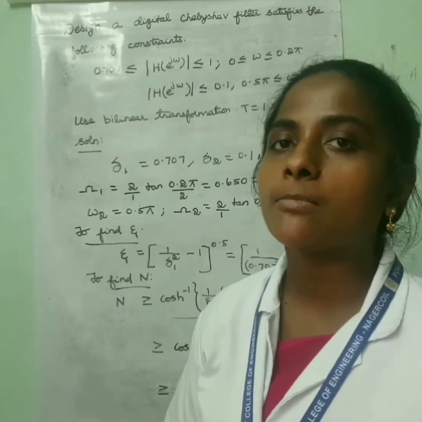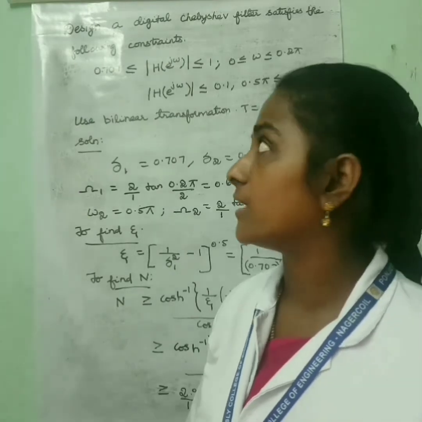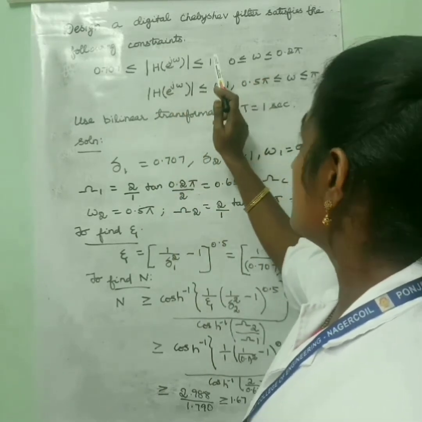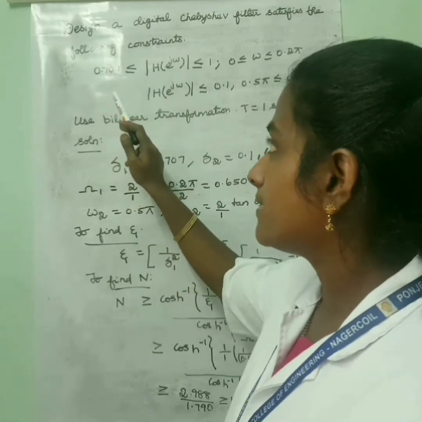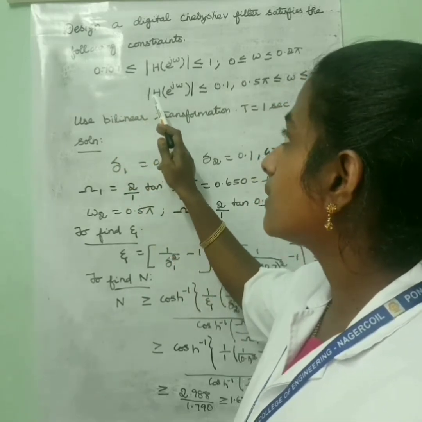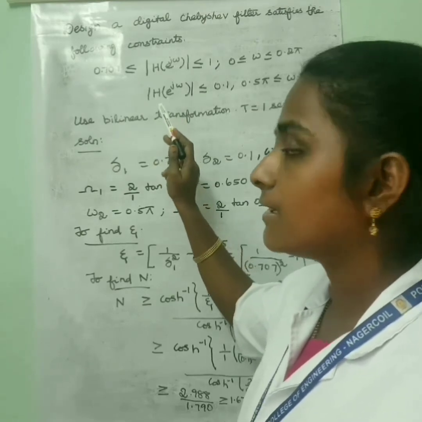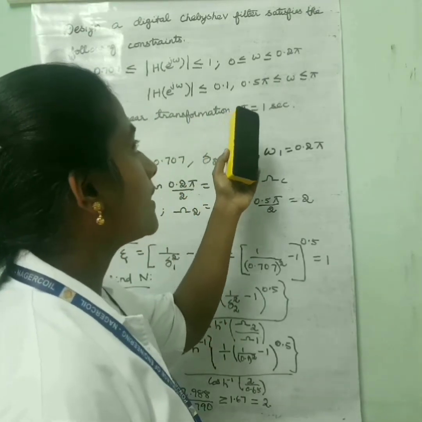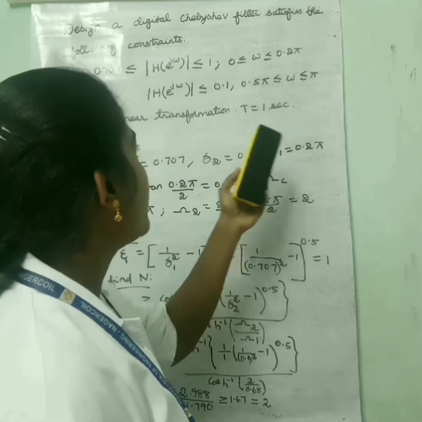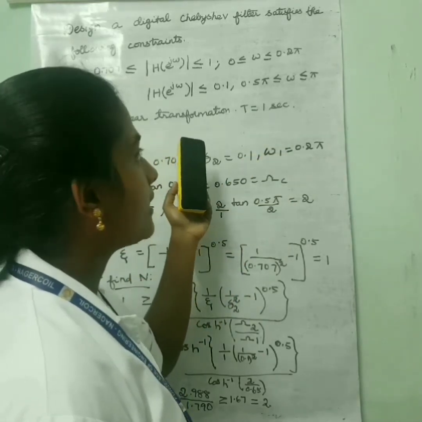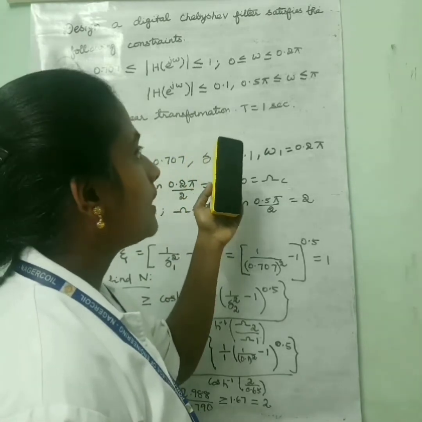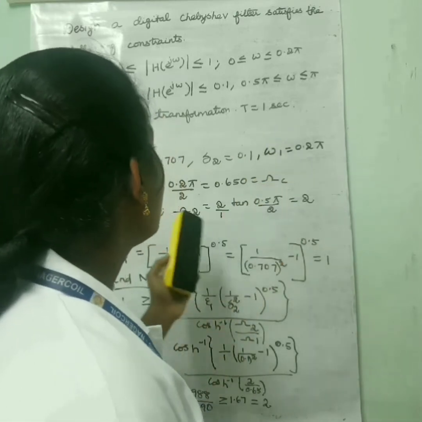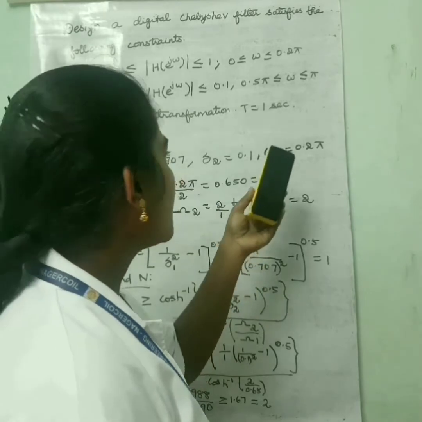Now we can see a problem on the design of a Chebyshev filter. The question is: design a digital Chebyshev filter that satisfies the following constraints: 0.707 less than or equal to modulus of H of e power j omega less than or equal to 1, in the range 0 less than or equal to omega less than or equal to 0.2 pi, and modulus of H of e power j omega less than or equal to 0.1, in the range 0.5 pi less than or equal to omega less than or equal to pi. Use bilinear transformation with T equal to 1 second.